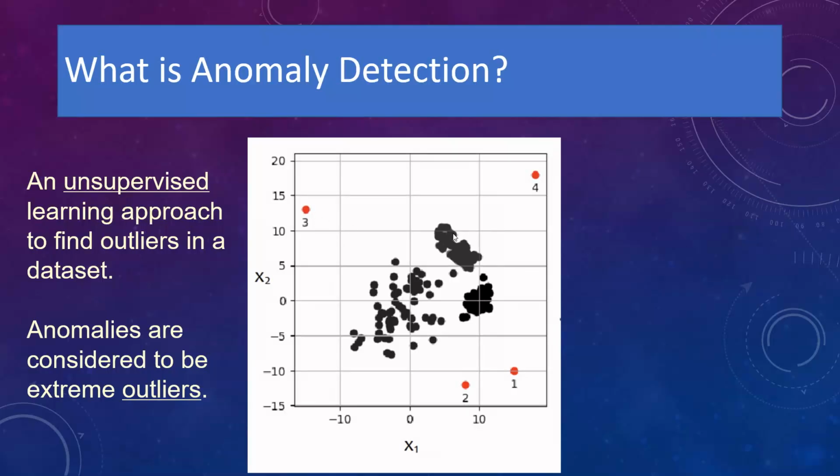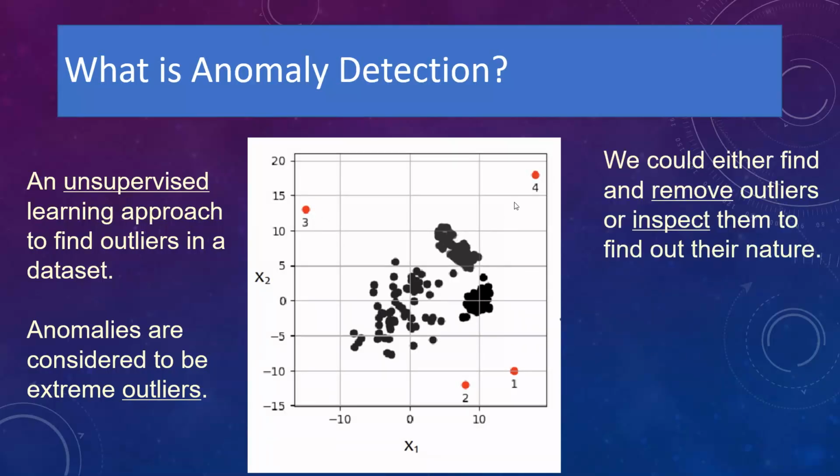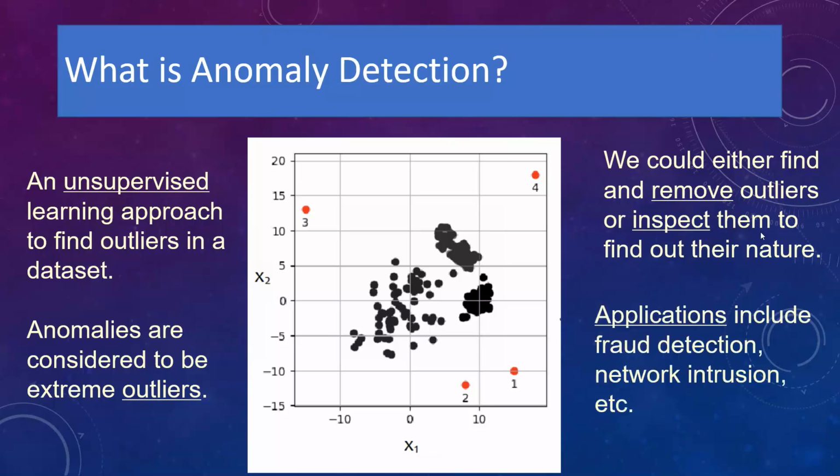What we want to do is identify these 4 outliers, and we could either remove the outliers once we find them, or inspect them to find out if they have a suspicious origin. In particular, the applications of anomaly detection include things like fraud detection, network intrusion, and so on. So you can imagine all of the different applications that would require anomaly detection.